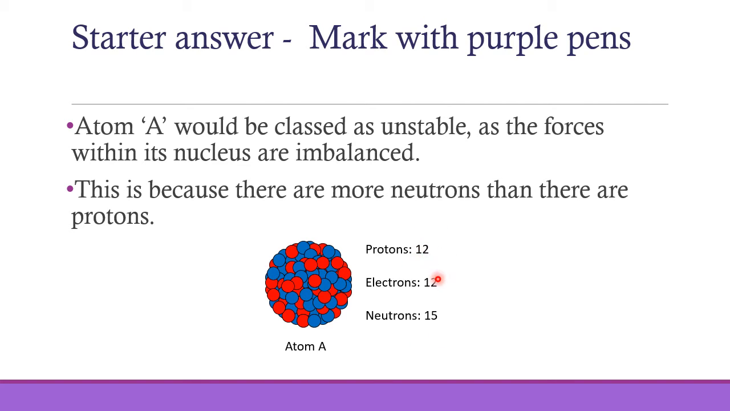The number of protons, electrons, neutrons are not the same, so it's imbalanced and therefore it's unstable, as the atom is spending a lot of energy trying to make all of these subatomic particles equal, and therefore the atom would be balanced.